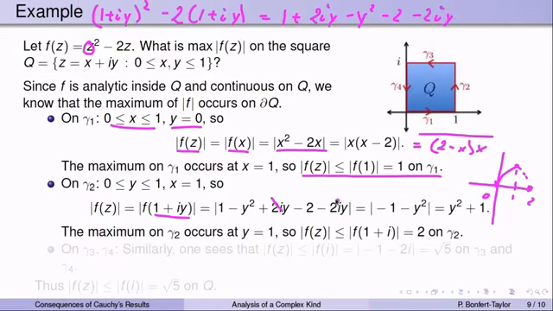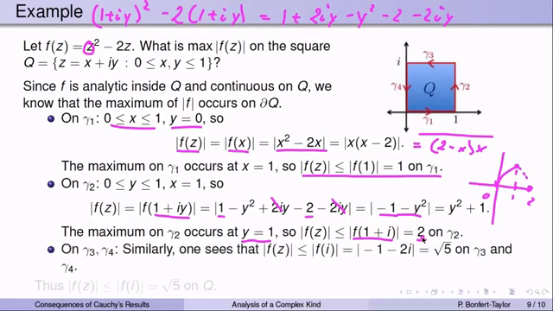You notice the two iy terms cancel each other out, and we can combine the 1 and the 2 into a −1 − y². The absolute value is y² + 1. The maximum of that occurs obviously when y is the largest possible, which is y equals 1, and we have |f(z)| is bounded by |f(1 + i)|, which is equal to 1² + 1, or 2 on gamma 2. You do the same thing for gamma 3 and gamma 4.